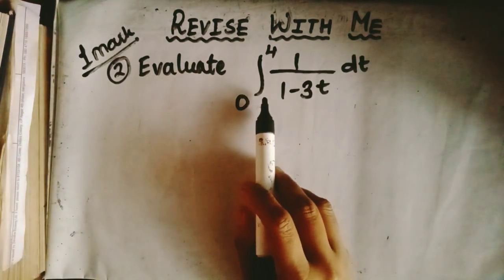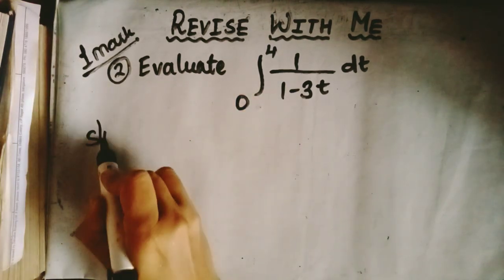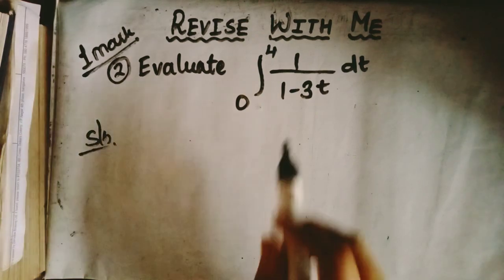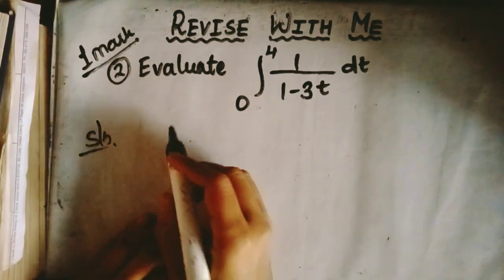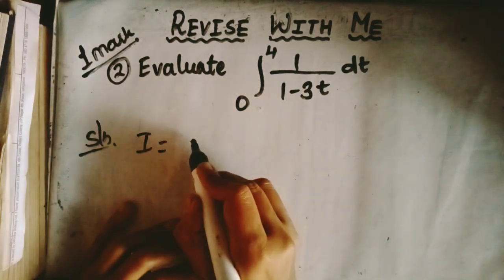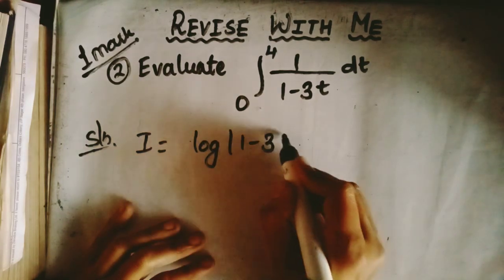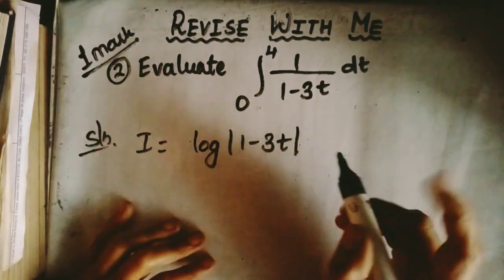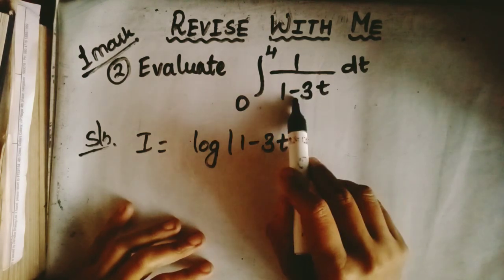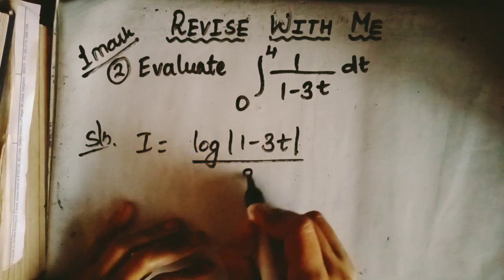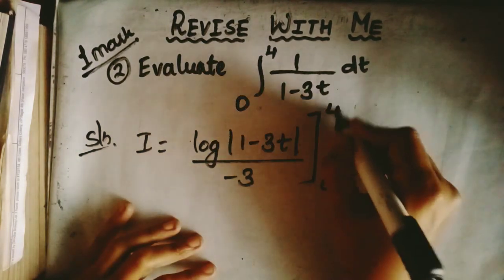Evaluate the integral. Okay, so this is a definite integral. First you have to find the integral and then you have to substitute the limits. So integral of this you can write directly, that is log of 1 minus 3t, correct? And then the derivative of minus 3t, which is minus 3, gets divided. Okay, and the limits are from 0 to 4.